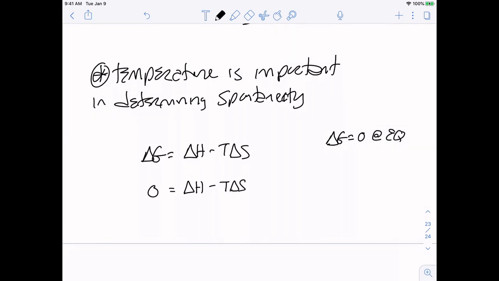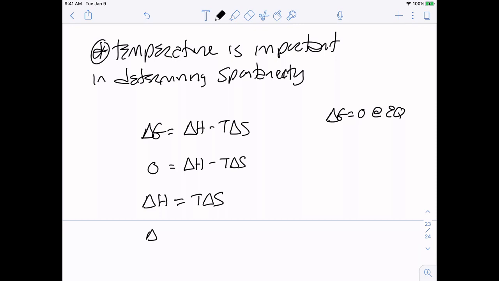So I'm going to divide both sides. Let's rearrange it. I have delta H equal to T delta S. Right, I subtracted delta H from both sides, but then I had a negative on both sides. I just got rid of it. And then solve for T: delta H divided by delta S is equal to my temperature. So using this equation, we can actually calculate the temperature at which it switches between spontaneous and non-spontaneous, right? This is the temperature at which it's at equilibrium.